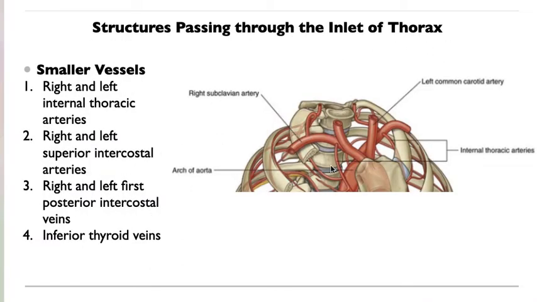The smaller vessels include the right and left musculophrenic and internal thoracic arteries over here, the right and left superior intercostal arteries, the right and left posterior intercostal arteries and veins, and the inferior thyroid veins. We'll discuss the intercostal arteries and veins in detail in the further lectures.